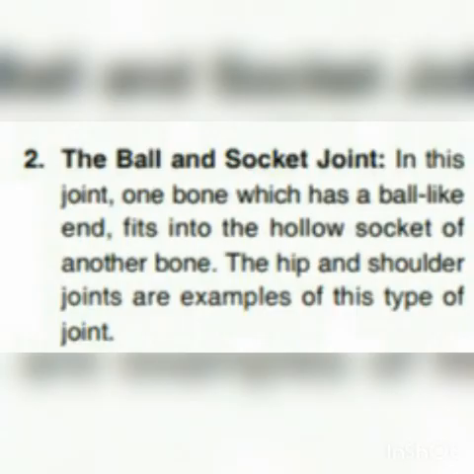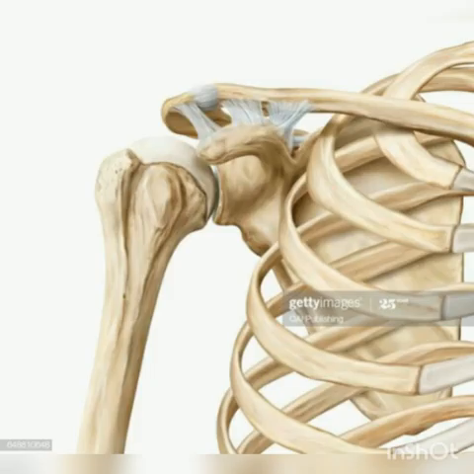Coming up next, the ball and socket joint. In this joint, one bone which has a ball-like end fits into the hollow socket of another bone. The hip and shoulder joints are examples of this type of joint.